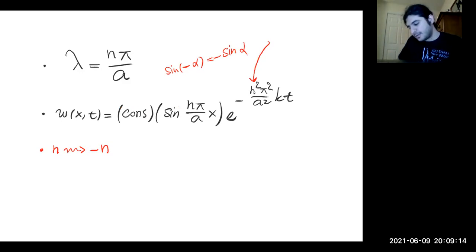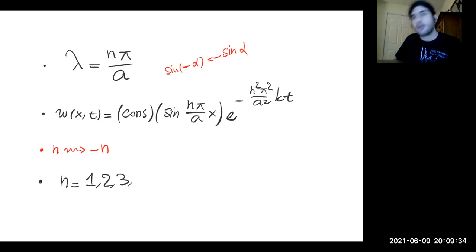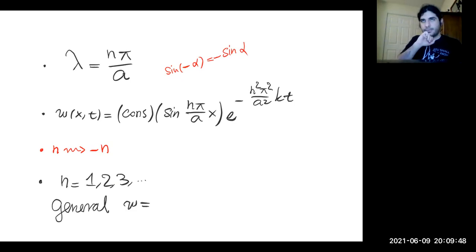So that shows us that we have independent solutions for just maybe looking at positive or non-negative numbers. Actually, positive numbers. If it's 0, it would be a trivial solution. So for n equals 1, 2, 3, etc., for each n we would have one linearly independent solution. So the general solution coming out of this technique would be a linear combination of these things.